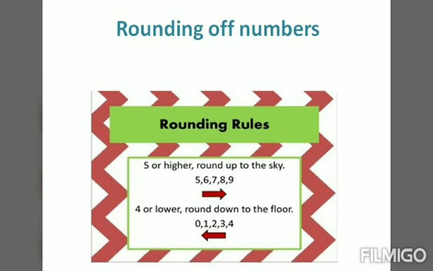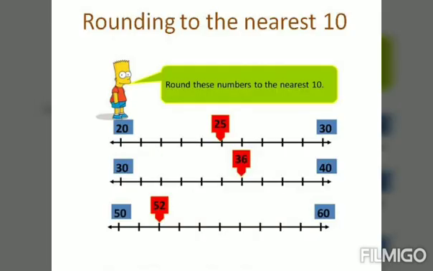Next we are going to learn about rounding of numbers. Here are some rules we have to follow to make this easy. Okay. 5 or higher, round up to the sky. If the number is 5 or more than 5, that is 5, 6, 7, 8, 9, you have to round up to the highest 10. Okay. 4 or below, we have to go to the lowest 10. We have to round down to the floor.